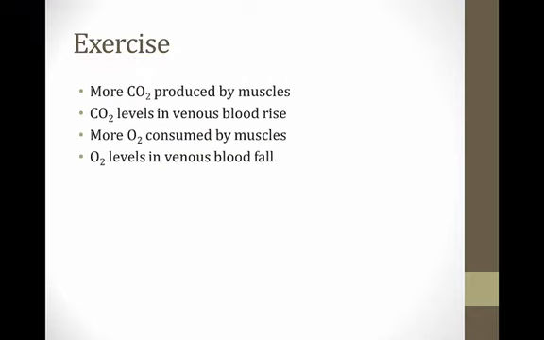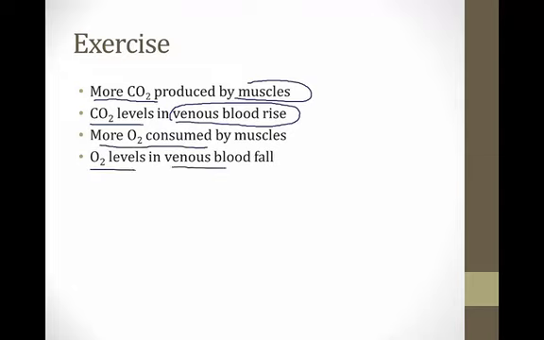So let's talk about that in a little more detail. When you exercise, more carbon dioxide is produced by your muscles. This means that the CO2 levels in the venous blood are going to rise, not the arterial blood. That stays normal. We'll talk about that in a minute. In addition, your muscles are going to consume more oxygen. This means the oxygen level in the venous blood is going to fall. Again, we're talking about the venous system, not the arterial system. The O2 level in the arterial system stays normal. We'll talk about that in a second.